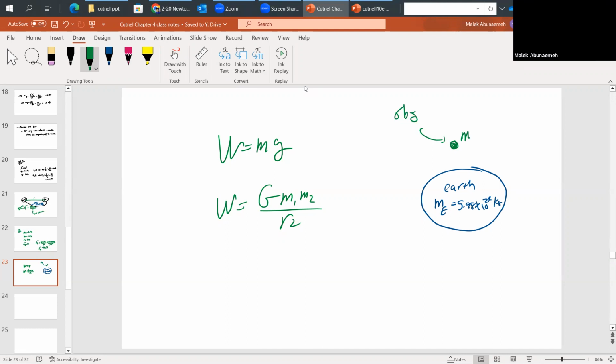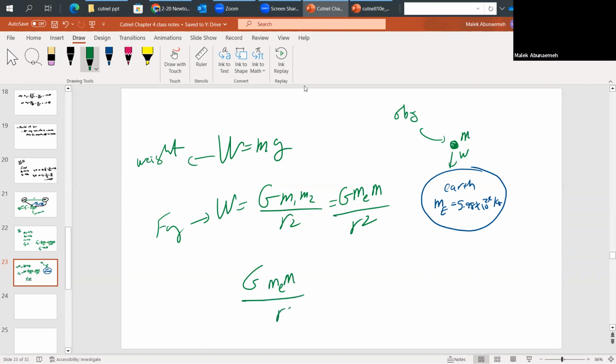This object has a weight that's going down on the Earth, and the gravitational force, which is also a part of the weight because it's a newton, is going to be G M1 M2 over R squared, which in this case is going to be your G, mass of the Earth, times, I'm just going to call it this other mass, M, divided by R squared. So if we made them equal, G times M-E, mass of the Earth, times M divided by R squared is going to equal mg.